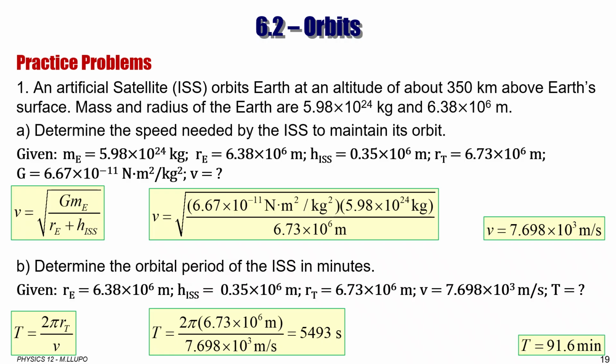And then if you convert it to minutes, it's going to be 91.6 minutes, 3 sig figs, which you can see the International Space Station has a very high speed. So it orbits the Earth in almost 1.5 hours when the Earth is spinning around itself in 24 hours. So you see how fast that International Space Station is moving.